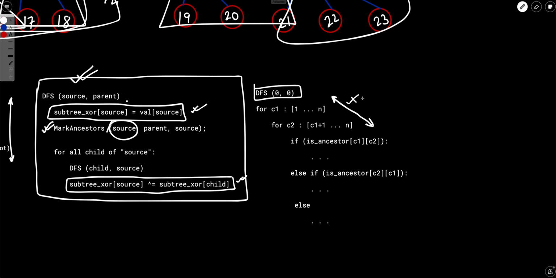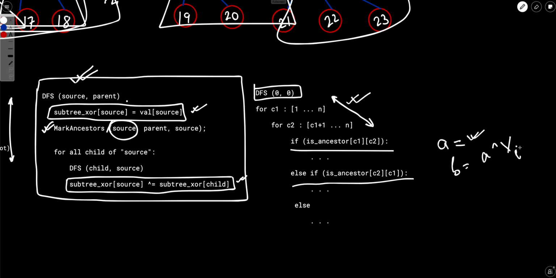So I am iterating over the nodes, and we're just checking whether A is ancestor of B or not, or B is ancestor of A or not. If either of these is true, the value of A, which is the lower piece, and the value of B would be A XOR X of I, or X of C1.